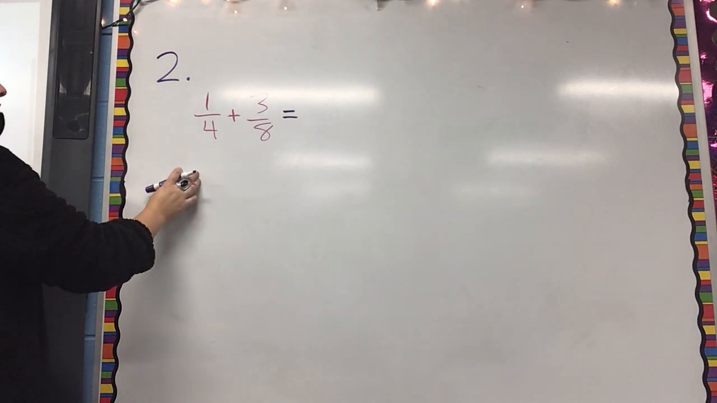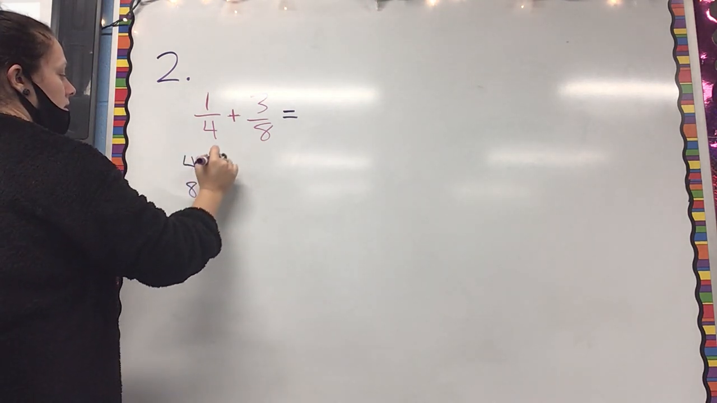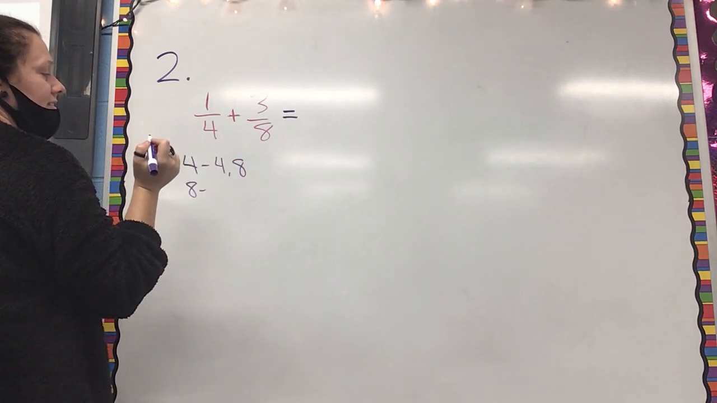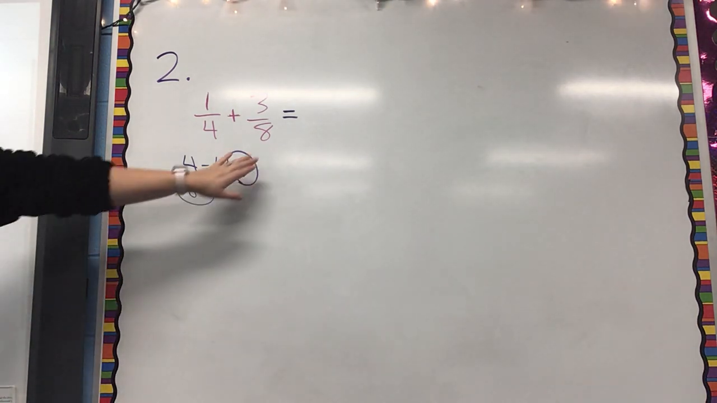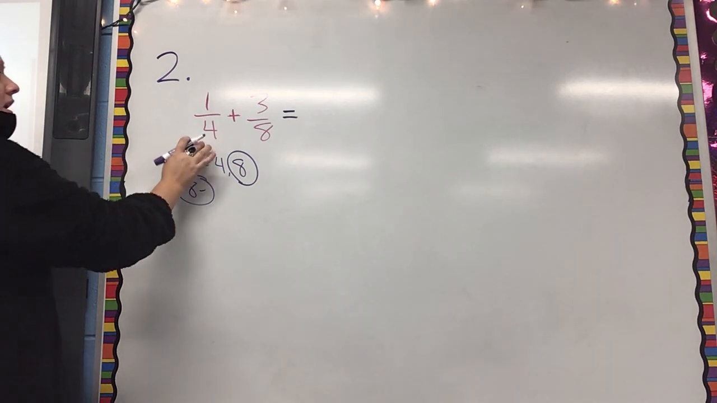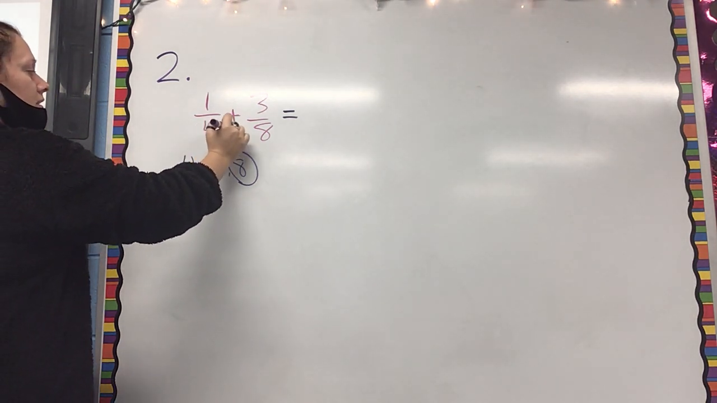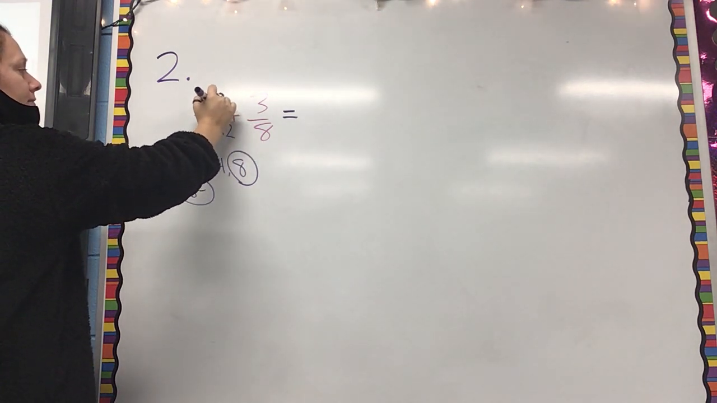Do I have like denominators? No. When I list my multiples, 4, 8. Oh, do we already know then? Yes. What's it going to be? 8. This fraction's already done. It has a denominator of 8. My 4, though, how can I make that an 8? I can multiply it by what? 2. Good. And my other fraction here, I also need to multiply by 2.